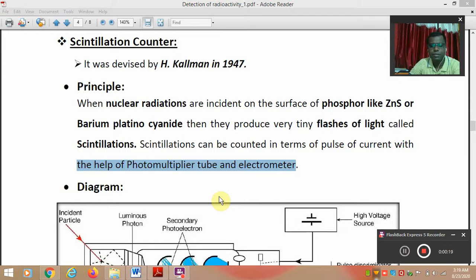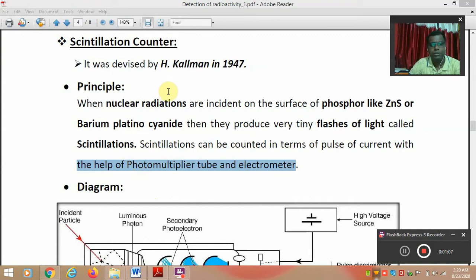Dear friends, in the previous part of the lecture, we discussed the GM counter used for the detection and measurement of radiations or particles emitted by a radioactive element. We discussed that the GM counter works on the principle of formation of ion pairs due to alpha and beta radiations. At the same time, the GM counter has some limitations or drawbacks, which are overcome by the next counter that we are going to discuss in this part of the lecture, the scintillation counter.